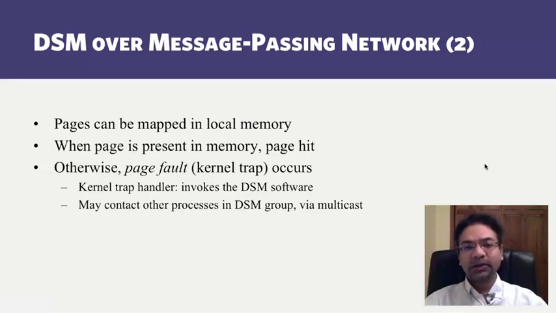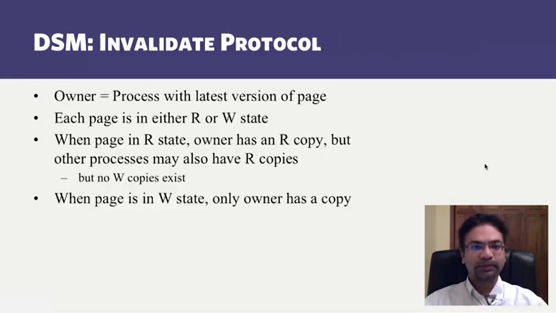In a distributed shared memory system, however, the page fault handler, the kernel trap handler that is invoked on a page fault, runs the distributed shared memory software, which then might fetch the page from a different process elsewhere on the network. Typically, it does this by using multicast. So we're replacing some portion of the kernel with our DSM software. Essentially, distributed shared memory can be implemented in any system that involves paging by replacing the page fault handler and a few other pieces of software with appropriate software.